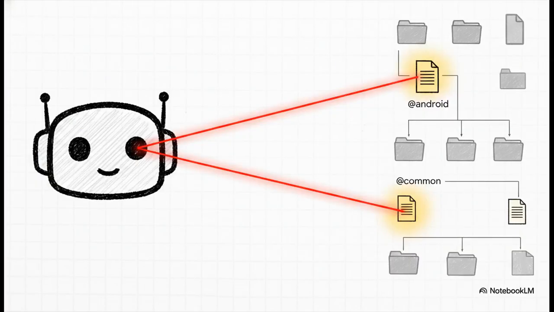Check out this example. A command like this is like a laser pointer for the AI. It's basically saying, hey, pay attention to the goal I wrote in the Android Claude.md file, and you're also going to need this specific models file from the common library to get the job done. Zero wasted effort, just pure, targeted focus.